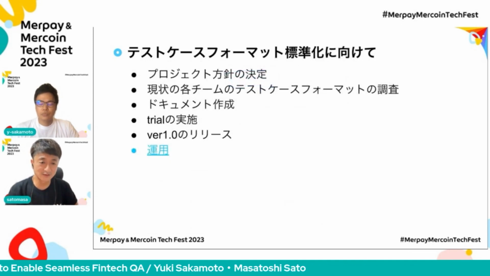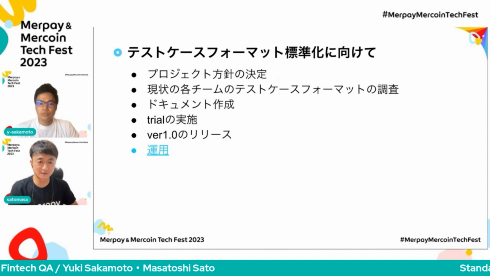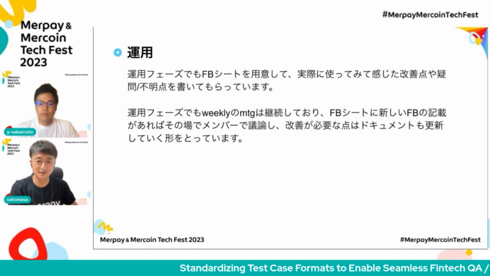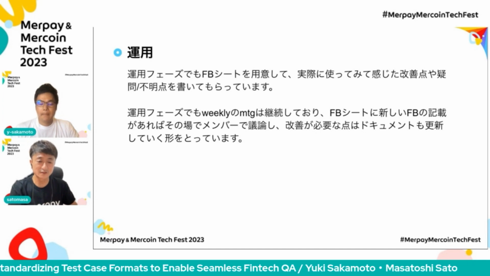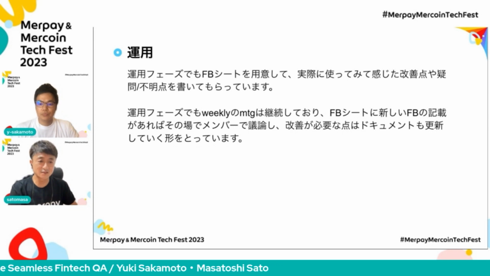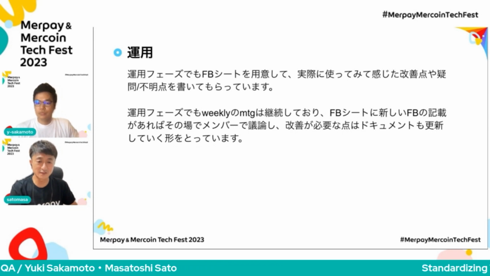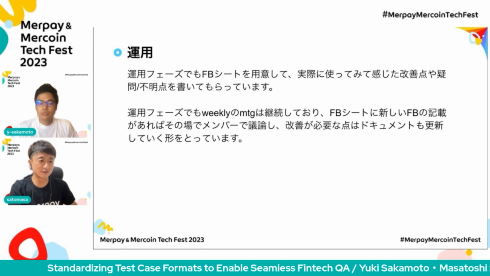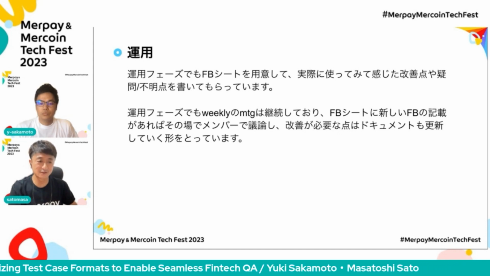Next is the operational phase. We are currently in the operational phase, but we still have a feedback sheet ready and ask the members to write down their impressions, questions, and unclear points after using the system. If there's any new feedback on the feedback sheet, we discuss it with members in a weekly meeting and update the document as needed. So these are the details of what we worked on in this project.